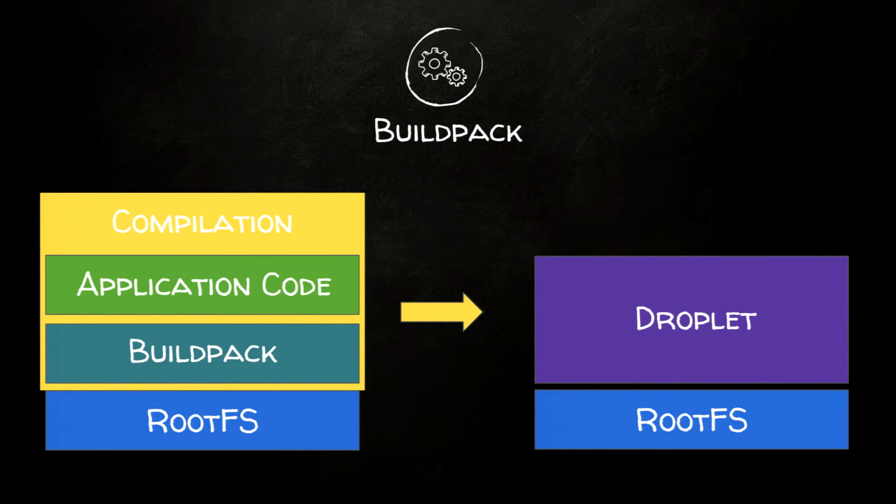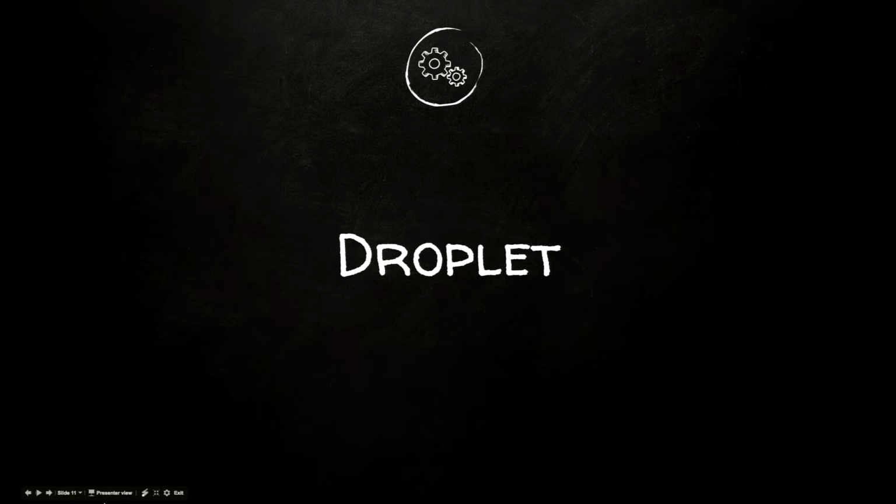A droplet is nothing else but the compiled application. So it has everything that the application needs to run. If it's a Ruby application, it has all the gems installed. If it's a Go application, it's the compiled code. And it has everything that needs to run apart from the rootfs. That makes it easy for Cloud Foundry to move applications around to different VMs or scale them up, scale them down.